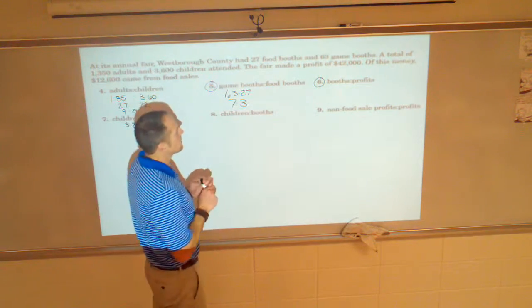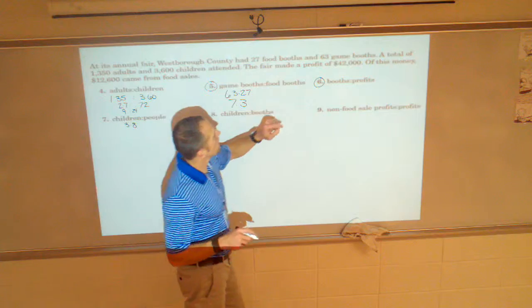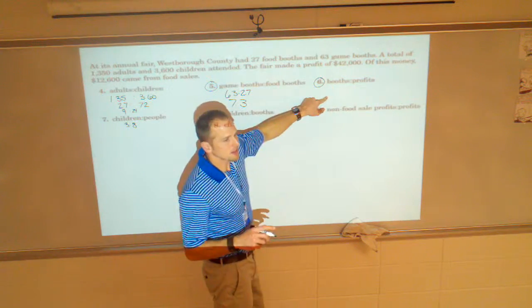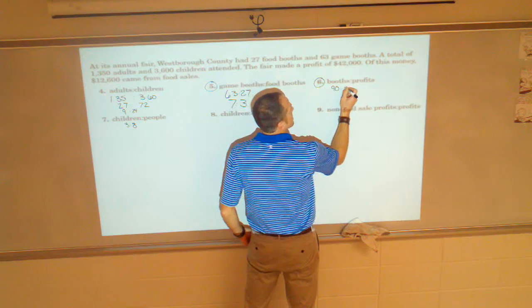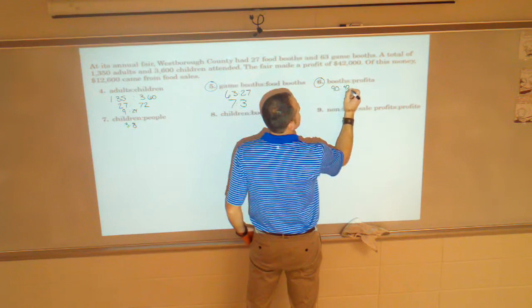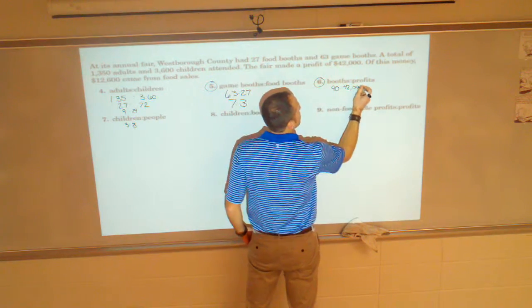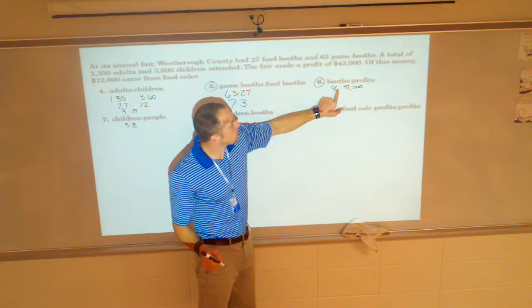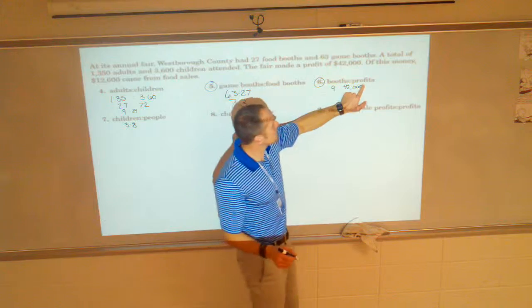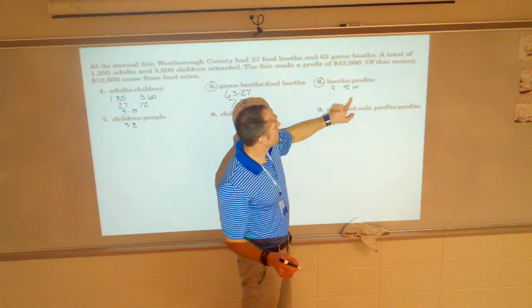First of all, Alejandra, how many booths did we have? 90. So we had 90 booths to 42,000 of profits. Now, let's reduce this. First thing, divide both sides by 10. Knock a 0 off of here.